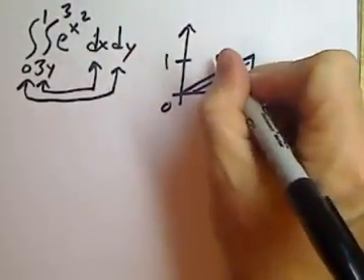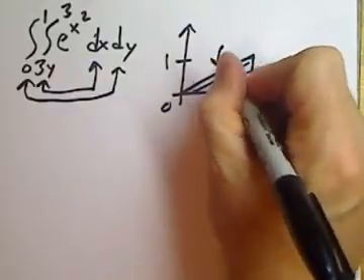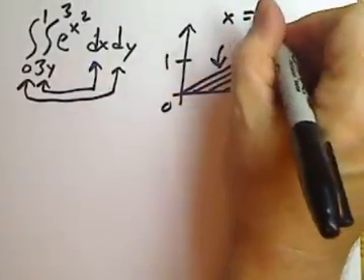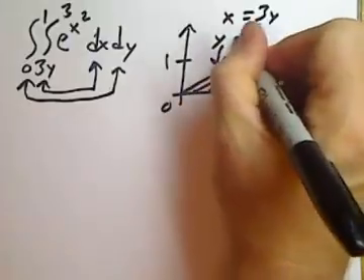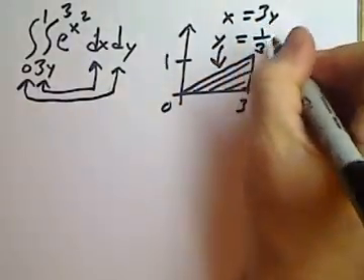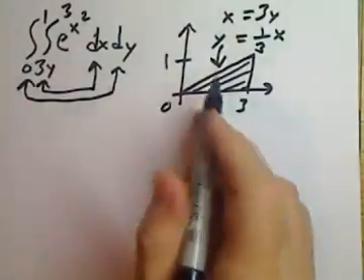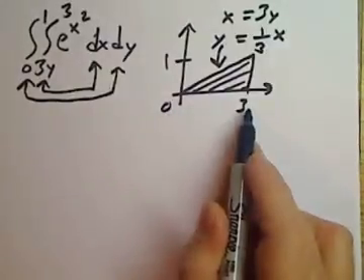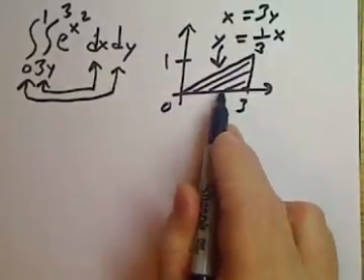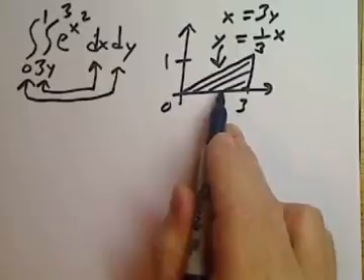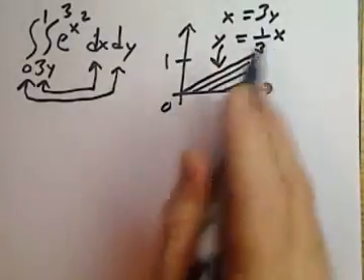And this curve here, I can write x equals 3y, or equivalently, y equals 1/3 x. And the way we write the curves depends on the order of integration. So now I look at this, my x is going from 0 to 3, my y is starting at 0 on the x-axis and going up to 1/3 x.